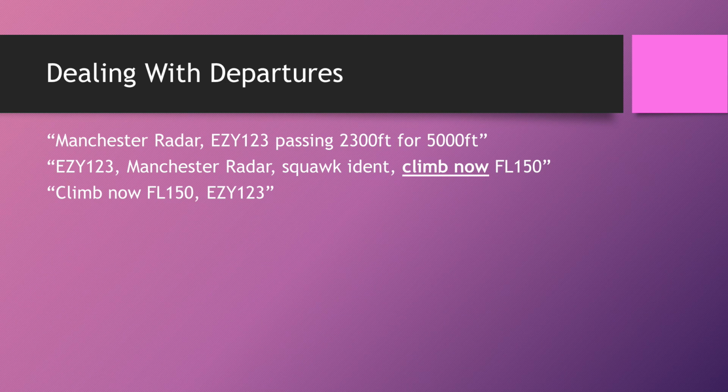I will just point out here that you can't have an instruction to squawk ident, an instruction to climb, and a report your level or report your passing altitude all together. You only have a few combinations, just because these are special instructions. So you can either have an ident and a climb, an ident and a report your passing level, or a report your passing level and a climb, but you can't have all 3 together.